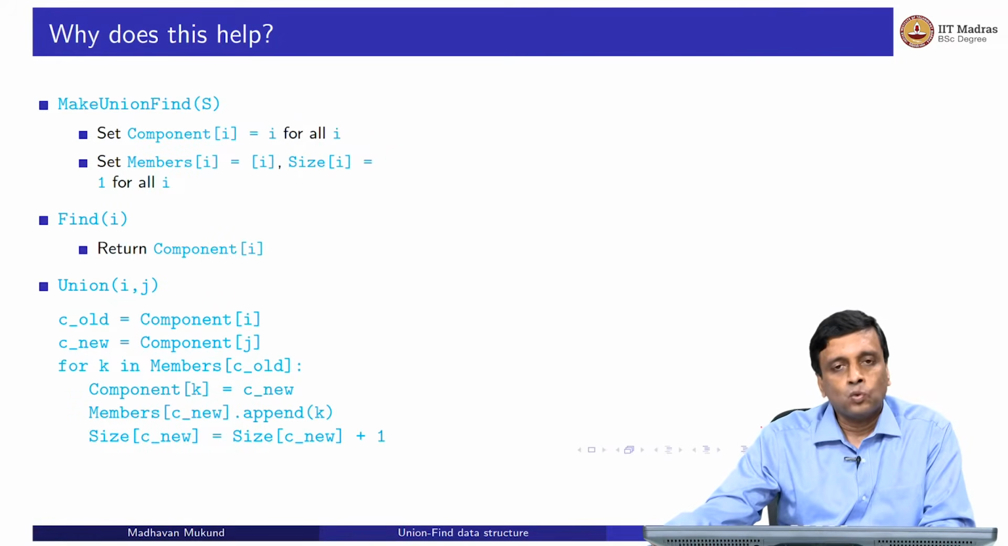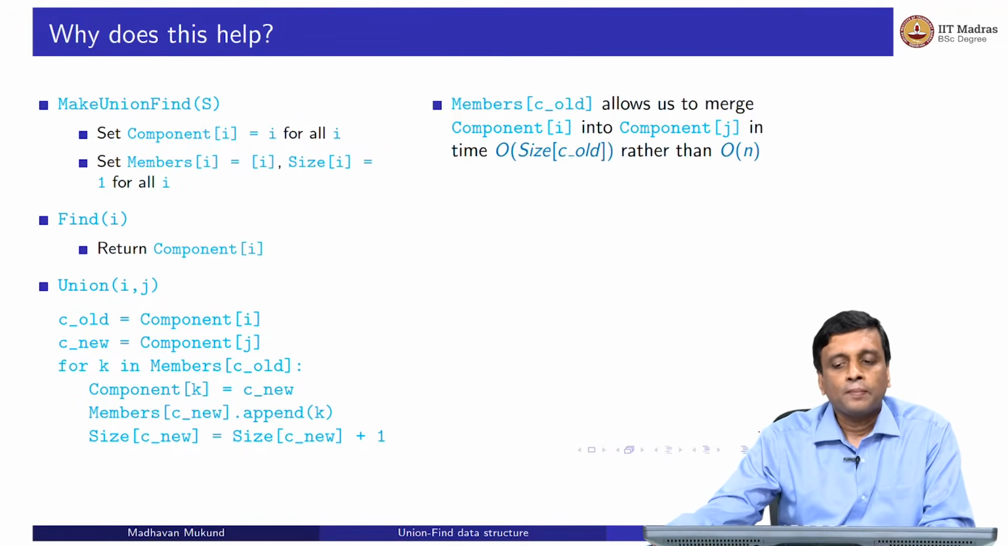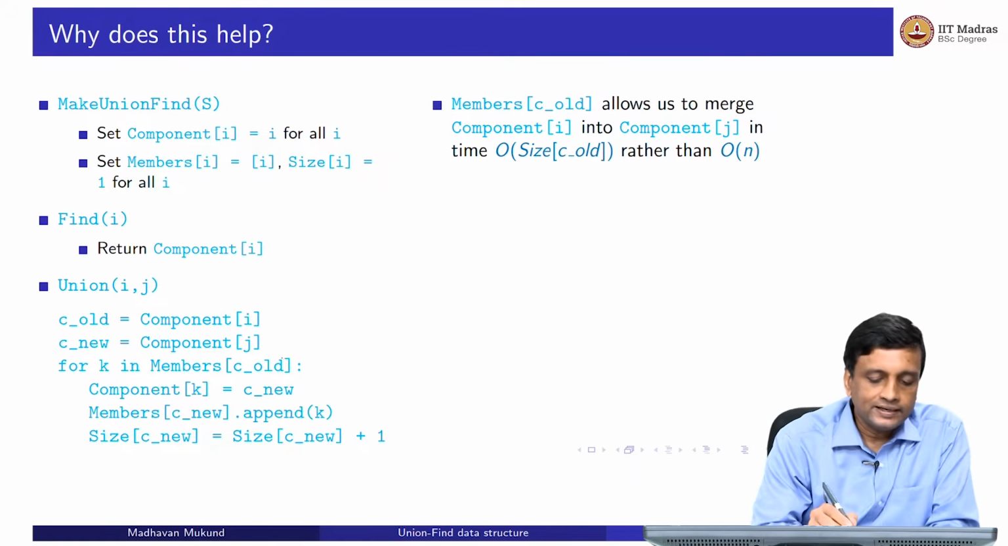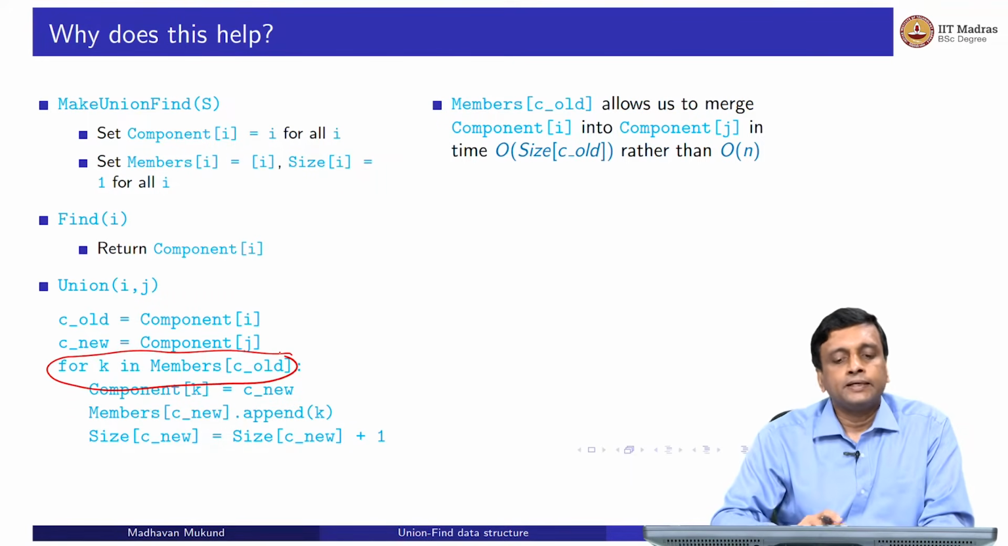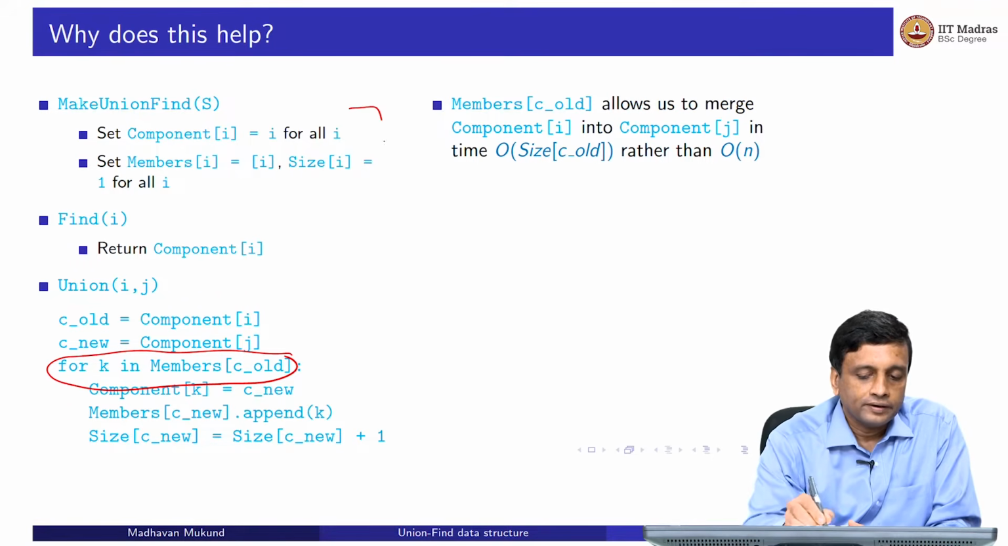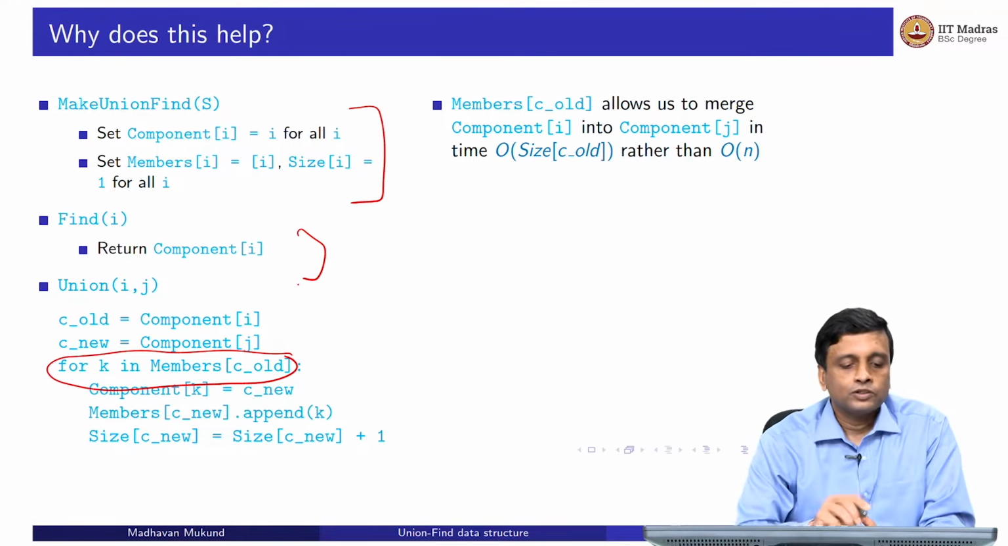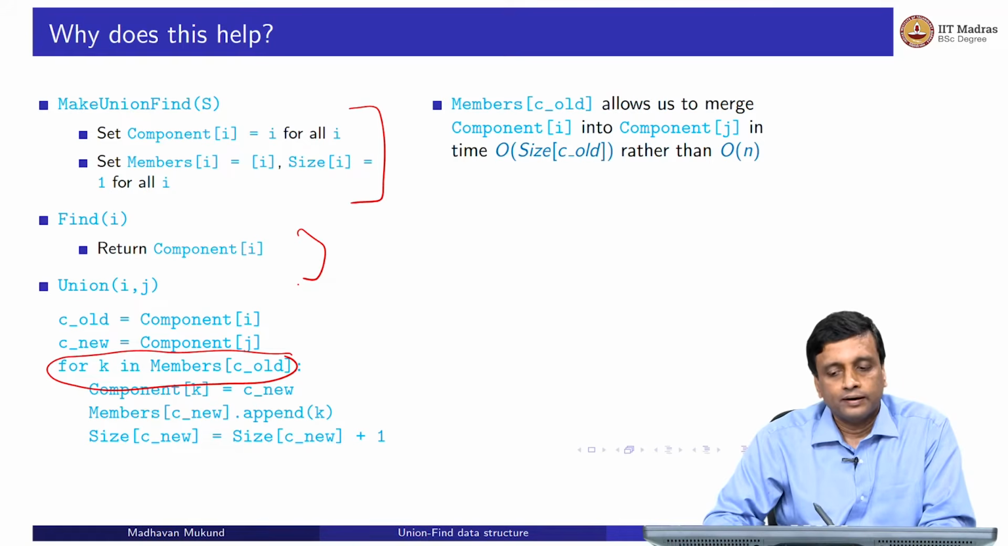So the question is, what have we gained? Because what we have gained really is this step, compared to our earlier implementation, because this is still order n, and this is still order 1. So the question is, what have we gained in union?